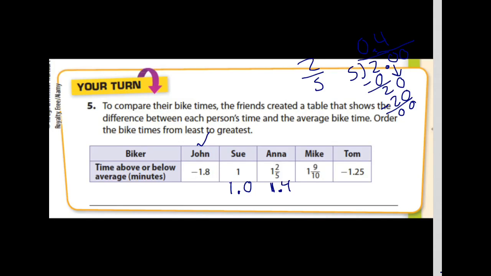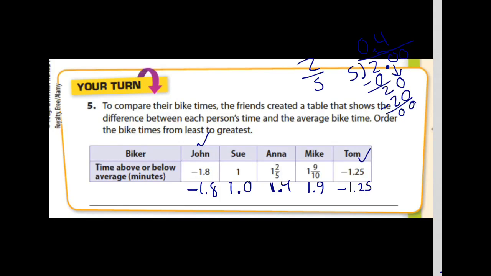Similarly, I could divide 9 divided by 10, but I know that 9 tenths is the same thing as 1 and 9 tenths. So I'm going to go ahead and just put 1.9, which we say as 1 and 9 tenths, below it. And then the last one, negative 1 and 25 hundredths, is already a decimal.